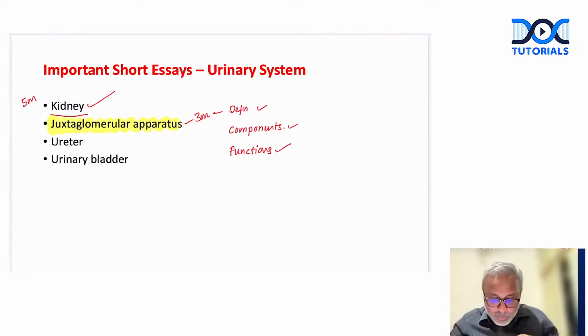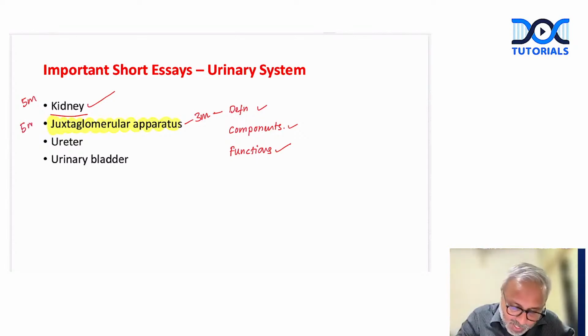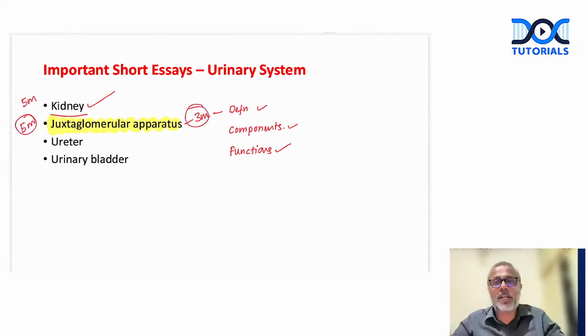Are we clear? But this juxtaglomerular apparatus again is an important 5-marker or a 3-marker. So you need to draw a diagram if it's a 3-marker question, right? If it is a 5-marker question, draw the diagram and then try to discuss each of the components under the heading of structure and function. Are we clear? So this is regarding the juxtaglomerular apparatus.